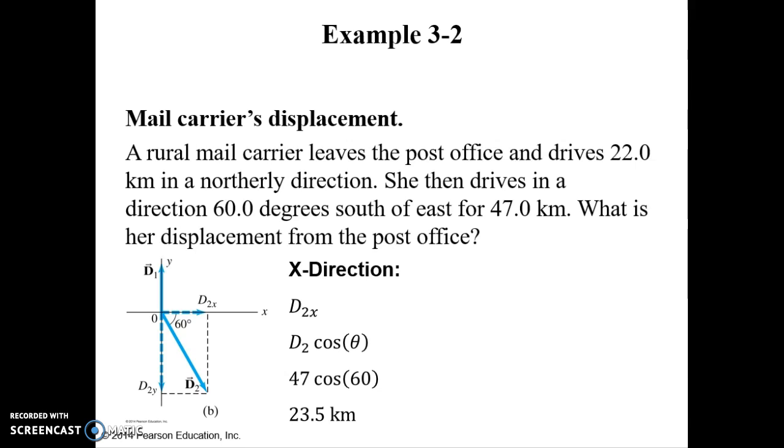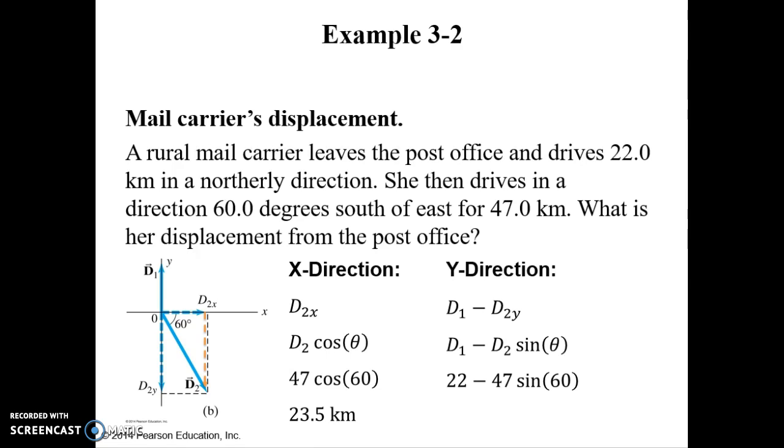Let's add up all the vectors in the y direction. This time we have D1 pointing up and D2y pointing down. So we need to subtract D2y from D1. Again, like the x direction, we don't know what D2y equals, but we can figure it out by using trigonometry. So D2y equals D2 times sine theta. We can plug in some numbers and we get 22 minus 47 times sine of 60, which gives us negative 18.7 kilometers.